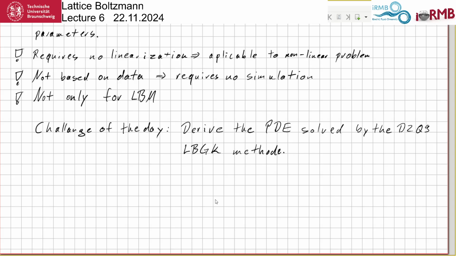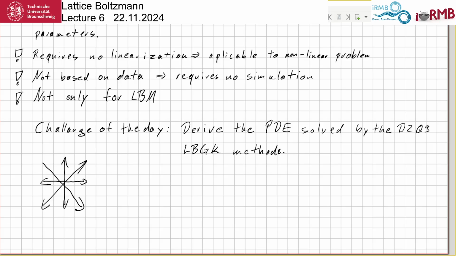And then the challenge of today is to derive the partial differential equations that are solved by the D2Q9 LBGK method, the method associated with this particular lattice.